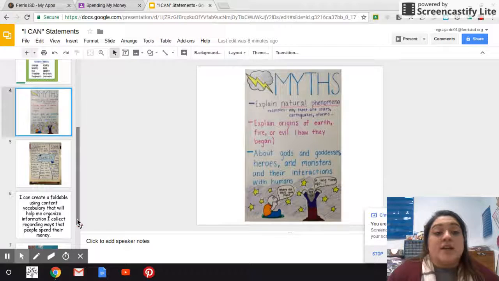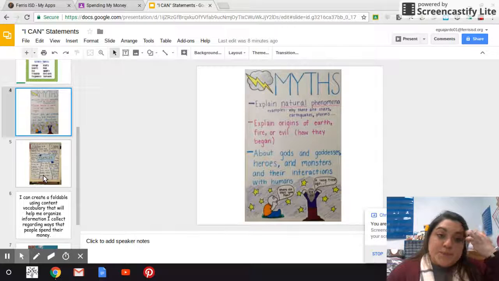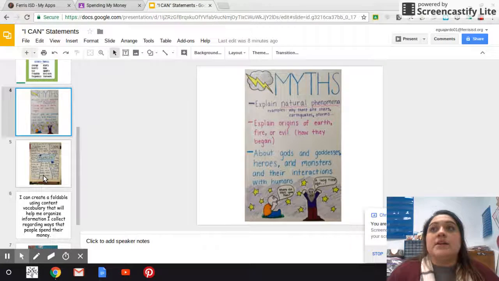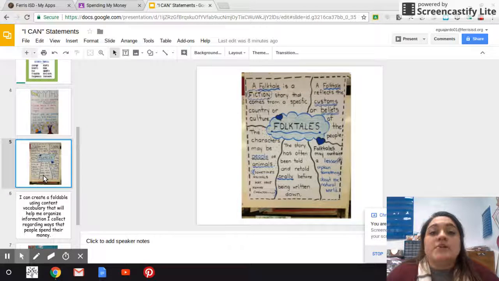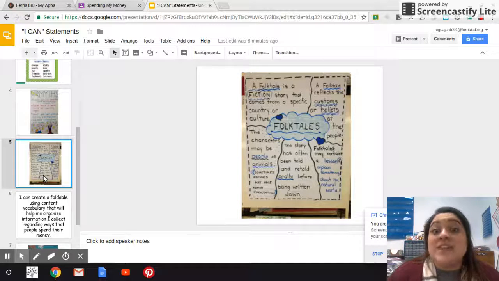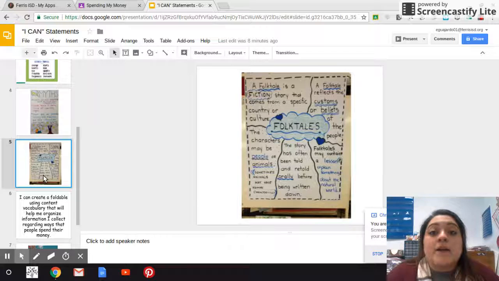This is our new one, folktales. Folktales are fiction. They are never nonfiction. Remember, nonfiction is real, fiction is pretend. A folktale is a story that comes from a specific country or culture. A folktale also reflects the customs or beliefs of the people. The characters may be people, they may be animals. Animals sometimes have human characteristics in folktales.